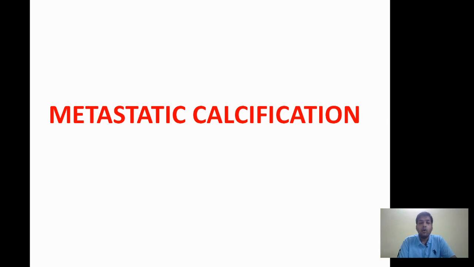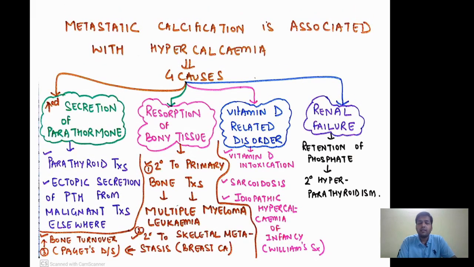Now we have already read about the dystrophic calcification. Now we are going to read about metastatic calcification. Metastatic calcification is associated with hypercalcemia, as we have seen before, and there are 4 basic causes of hypercalcemia which is associated with metastatic calcification. So there can be an increased secretion of parathormone. This we can see in parathyroid tumors, which are hypersecreting the parathormone. Again, we can have ectopic secretion of parathormone from malignant tumors.